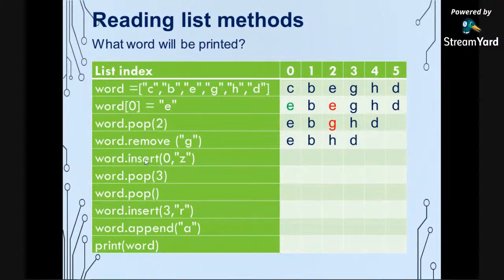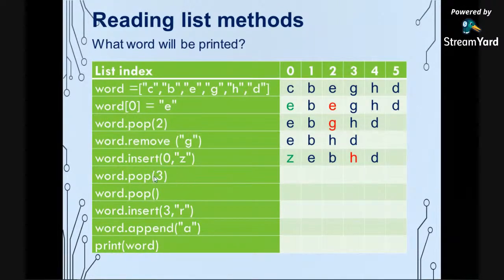Okay. Then word insert, if I insert at 0, this is where it becomes a bit more complicated, this idea of inserting. I'm inserting into where 0 is at the moment, and everything else moves along to the right. Okay, so I'm going to insert the letter Z here. So here, Z, E, B, H, and D.